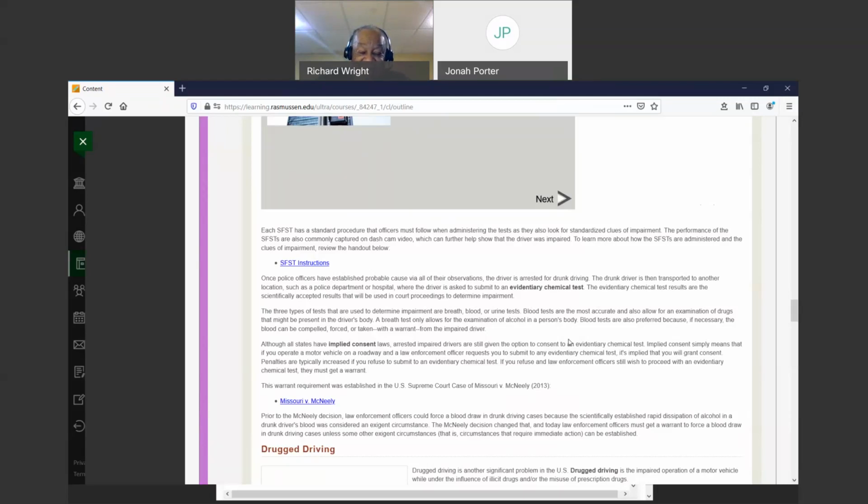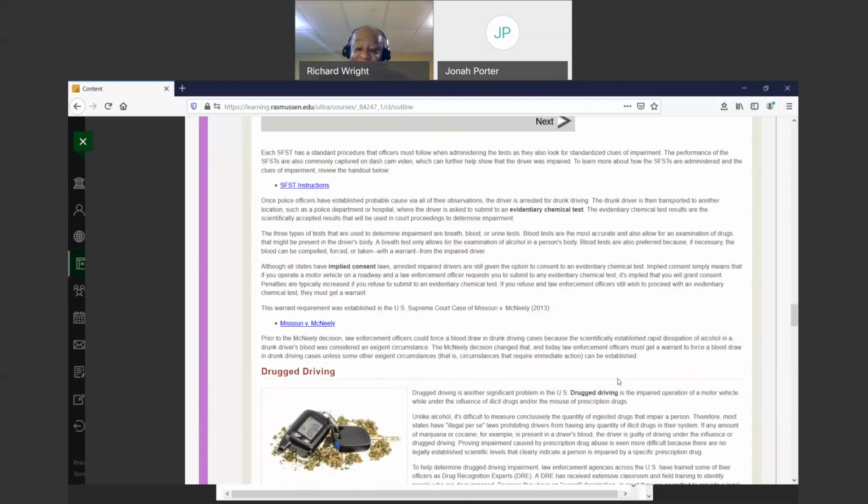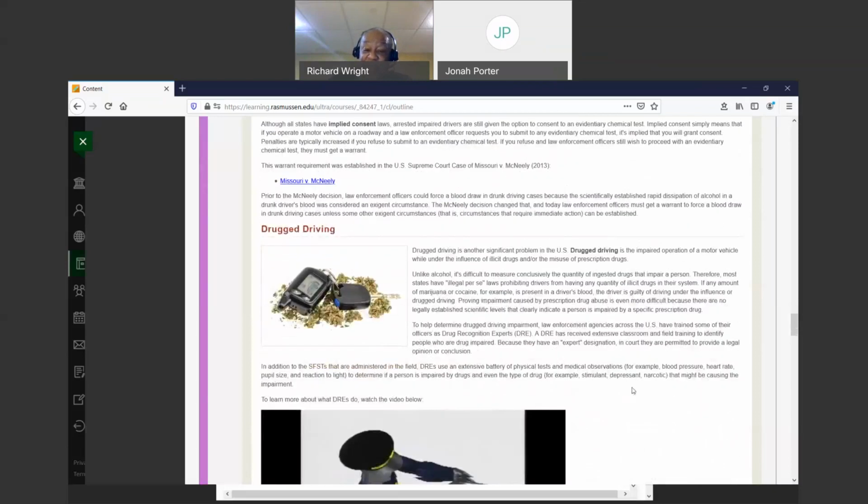Now, there's a case that deals with the warrant issue of checking the blood, Missouri versus McNeely. Before McNeely came about in 2013, which was after I had retired, law enforcement could force a blood draw because the alcohol rapidly dissipates in the body. But the McNeely case said, no, that was invasive. So now law enforcement officers must get a warrant to force a blood draw in a drunk driving case unless other exigent circumstances that require immediate action can be established. Okay. So you can no longer do it just that way.